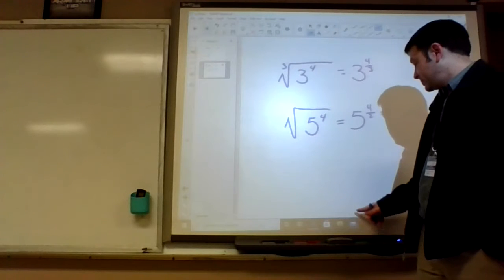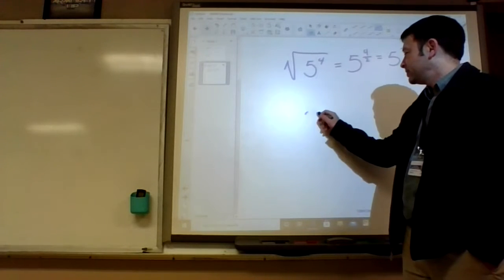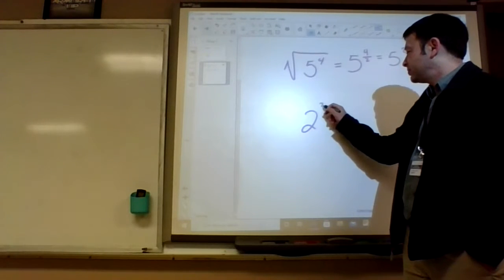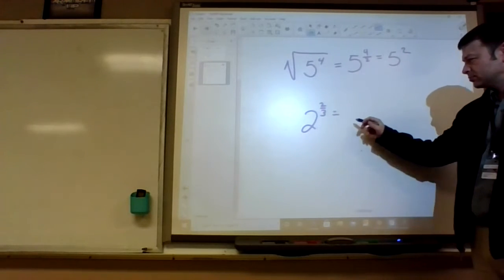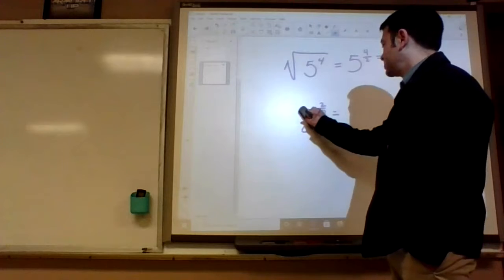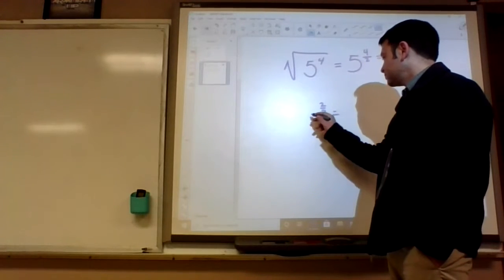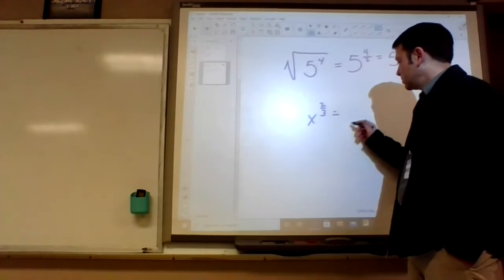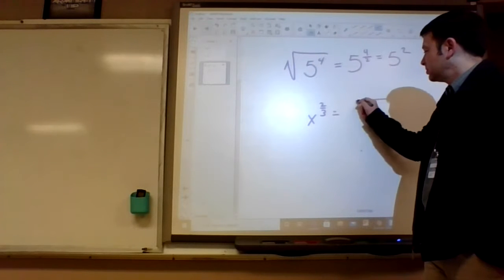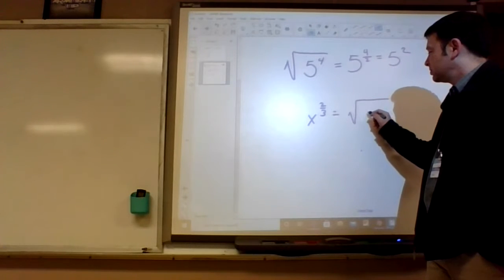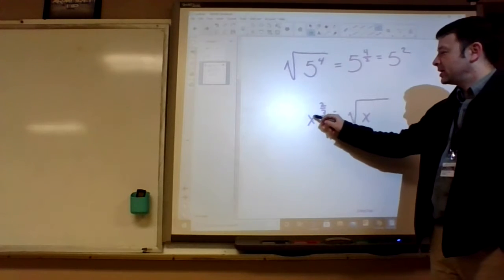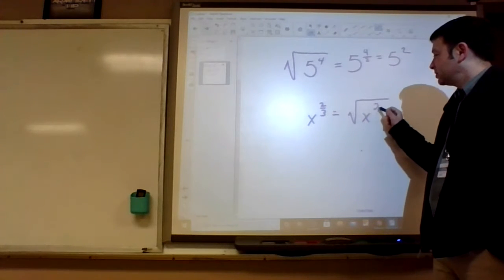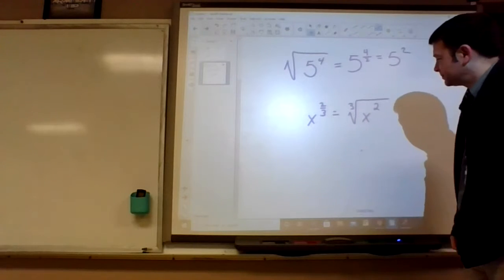So, what if I said 2 to the 2/3? How would I write that in radical form? Or maybe I would put x to the 2/3. Okay. So it'd be square root of x to the 3rd. No, it'd actually be x squared, and the cube root of that.